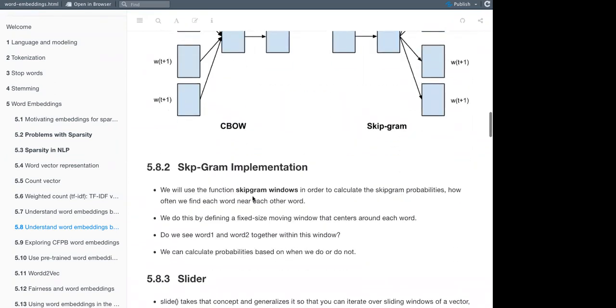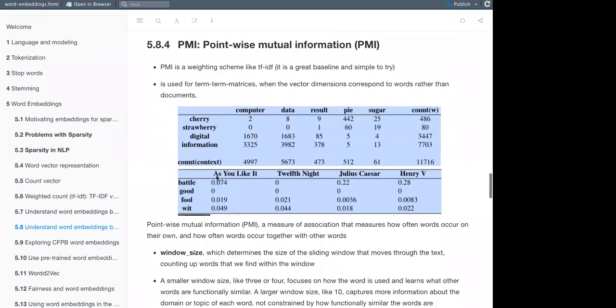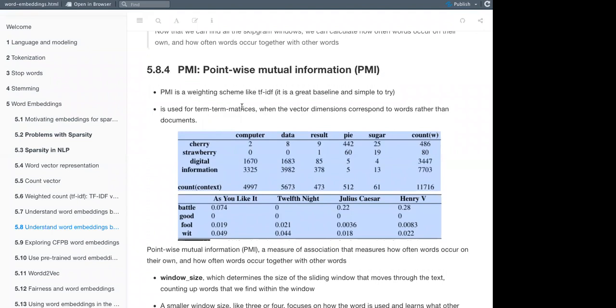For the next step, we're going to use what is called PMI, pointwise mutual information. It's a weighting scheme like TF-IDF. We have seen how TF-IDF can be used to find the occurrence of words in documents, but PMI is also such a weighting scheme, and TF-IDF is just a baseline; PMI is much more robust than that. PMI is used for term-term matrices, unlike TF-IDF, where, for example, we have books like As You Like It, Julius Caesar, Henry, and words, with the representation of each word in each book. That is called a term-document matrix. But PMI uses what we call a term-term matrix. So here we have all the words in a dictionary, and we have our terms.